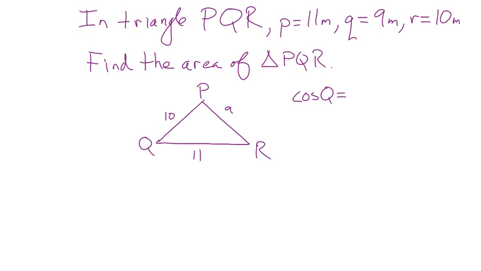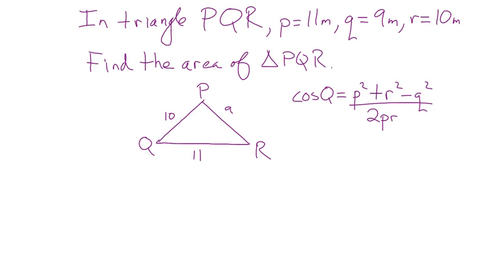So the cosine of angle Q is, its formula, P squared plus R squared minus Q squared over 2PR. Okay, so it's just like ABCs, only with PQRs. So the cosine of angle Q is equal to P squared plus R squared minus Q squared over 2PR. And we know P and Q and R, so we can fill that in.